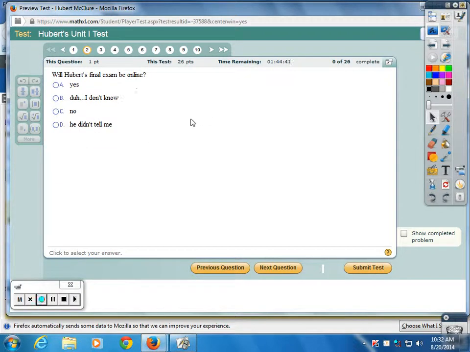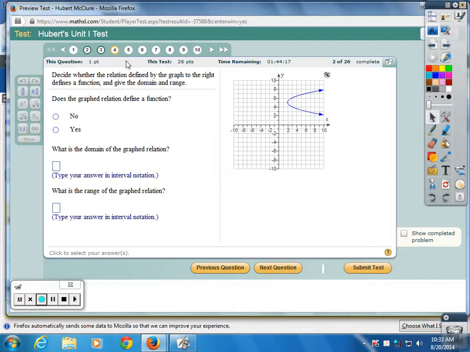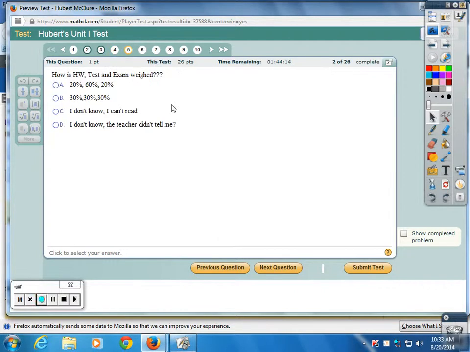Will Hubert's final exam be online? Yes, I didn't tell you exactly. I'm just showing you the test questions. Where is all of Hubert's homework and tests done? In the kitchen. My favorite is the bathroom. In what? Class or online? And that's another math question. How are homework, tests, and exam weighed? 20, 60, 20. I don't know. I can't read. The teacher didn't tell me.